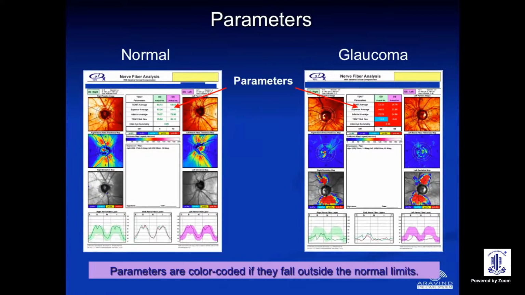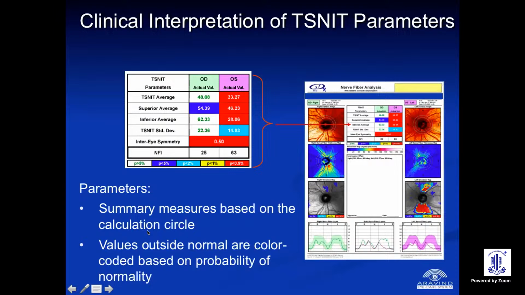And coming to the parameters, these are based on the TSNIT graph. You should understand that these parameters are based on the TSNIT graph. And this is a summary based on the calculation circle. And the values outside, it's extreme. You need not remember any of these values.